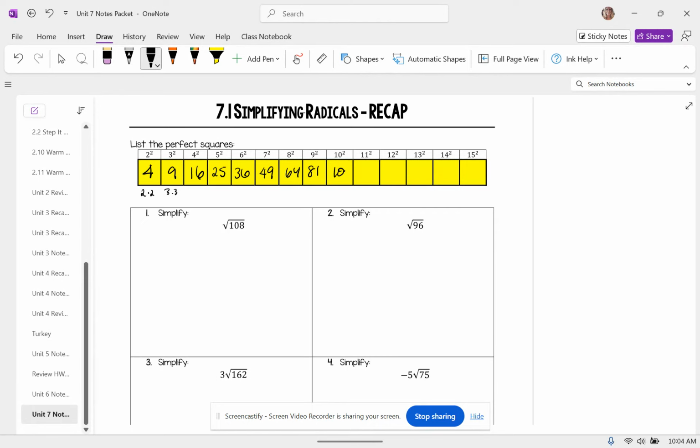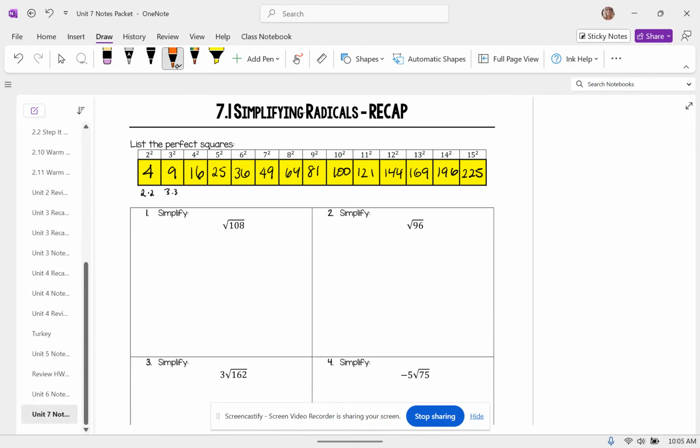10 times 10, 100 is a perfect square. 11 times 11, 121. 12 times 12, 144. 13 times 13, 169. 14 times 14, 196. 15 times 15, 225 is a perfect square.